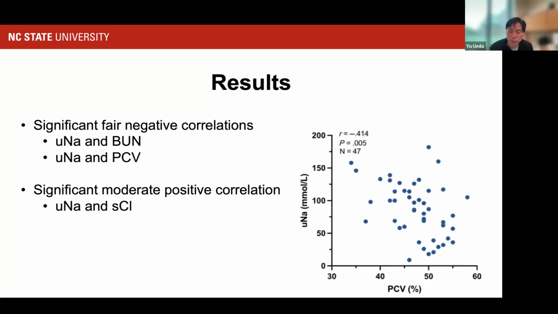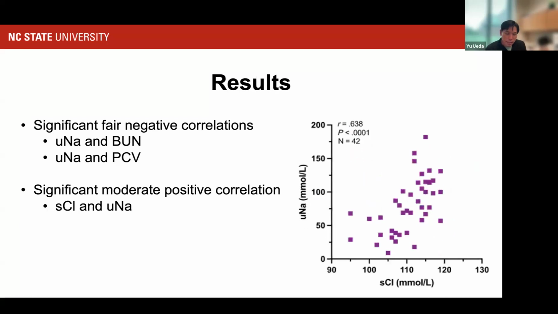This is the correlation graph showing PCV on the x-axis and urinary sodium concentration on the y-axis. It's not that strong a correlation, but there is a fair negative correlation between these two parameters. It is more interesting that serum chloride and urinary sodium concentration have a moderate positive correlation. So when the serum chloride concentration is decreased, which is shown on the x-axis of this graph, the urinary sodium concentration also goes down. So there's a positive correlation between the two parameters.